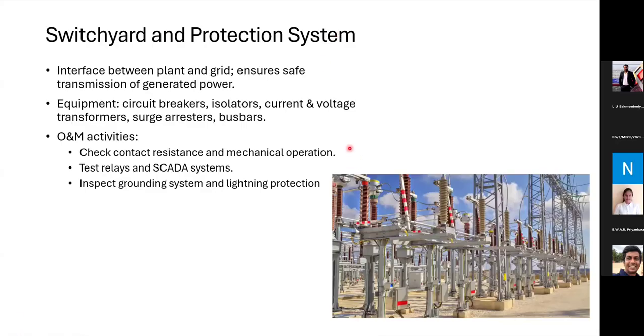After the transformer, the power is directed to the switchyard at the generator plant site, and we have the protection systems with the circuit breakers in the switchyard. It is the main interface between the generating plant and the grid, and it ensures safe transmission of generated power. Equipment includes circuit breakers, isolators, current and voltage transformers, surge arresters, and bus bars. O&M activities are to check contact resistance and mechanical operation, test relays and SCADA systems, and inspect grounding systems and lightning protection.